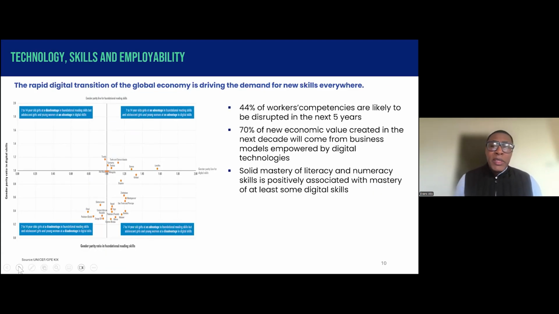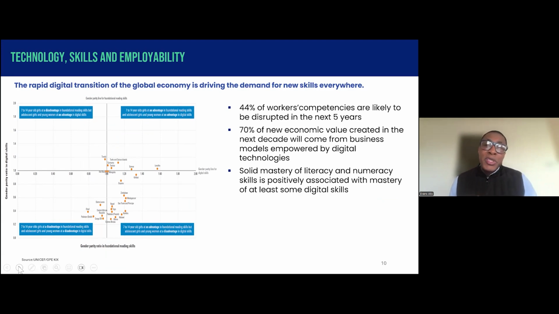The other aspect I wanted to focus on is capacity, and how technology can provide skills and prepare the next generation for the digital economy that's coming up. We know that 44% of workers' competencies are likely to be disrupted in the coming years, and also that 70% of new economic value will be created by business models empowered by digital technology.